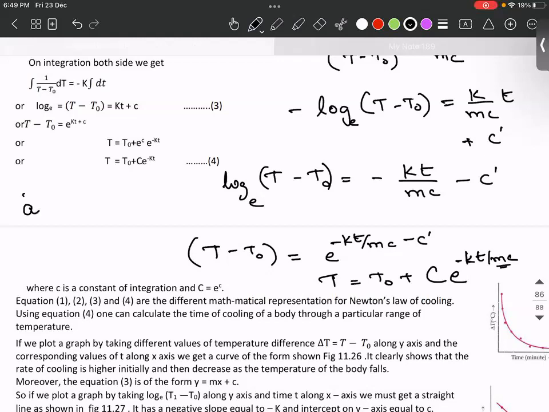See, a power x plus y is a power x into a power y. So e power minus KT divided by MC minus C dash is e power minus KT divided by MC into e power minus C dash. E is a constant, C is a constant, oh sorry, minus C dash. So e power minus C dash, we'll call it some other constant capital C.